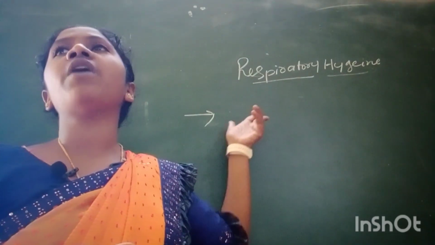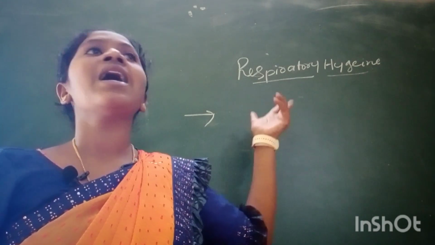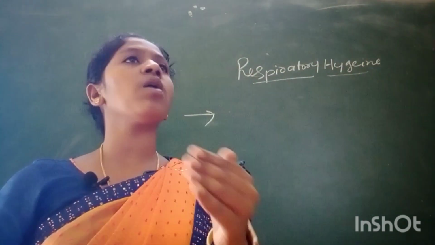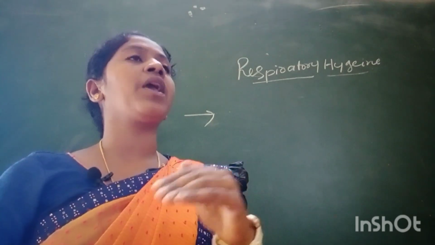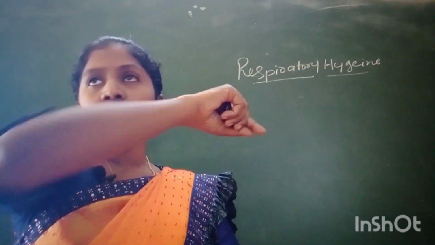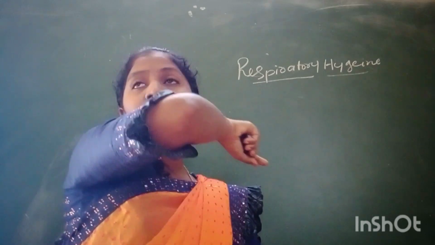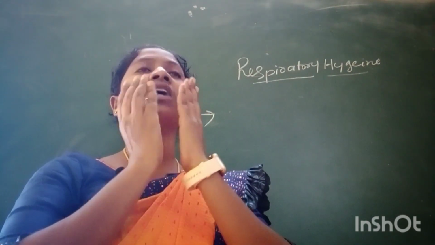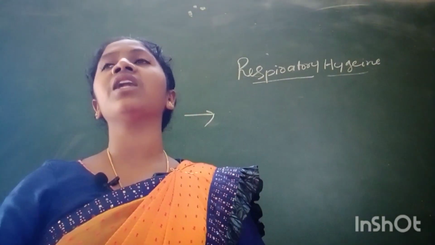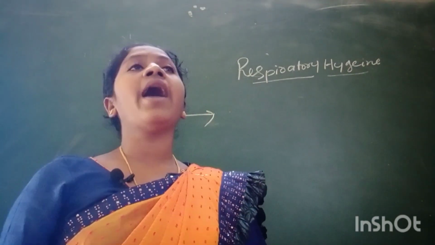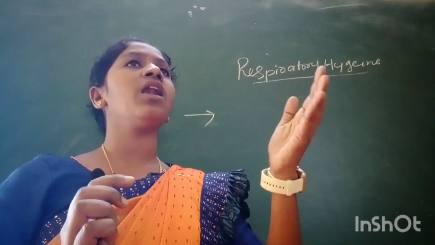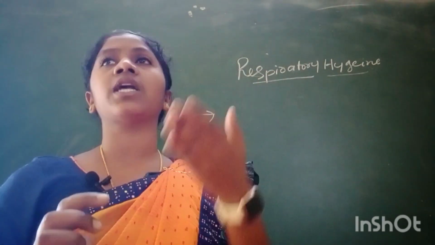The first and foremost respiratory etiquette is to cover your mouth while sneezing and coughing. Either by using the upper arm sleeve or a napkin, you cough on it and throw it away immediately after use. And wash your hands immediately if you are exposed to respiratory secretions.